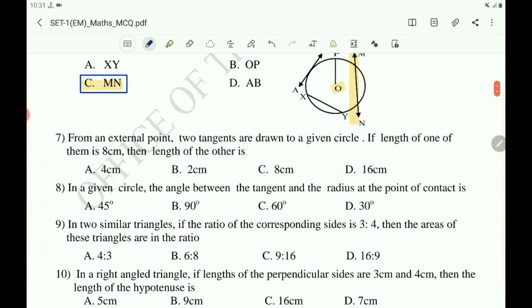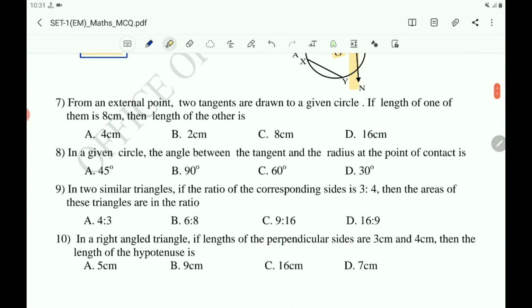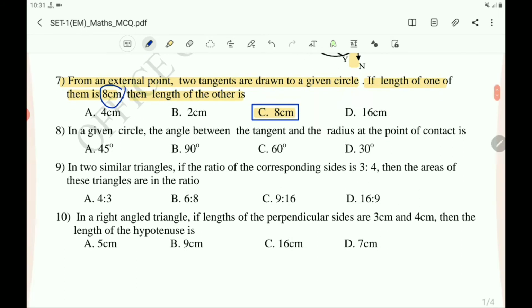Then you take the 7th question. From an external point, two tangents are drawn to a given circle. If the length of one of them is 8 cm, then the length of the other is. Here you know that the tangents from the external point are equal in length. So one tangent is 8 cm, then the other must be 8 cm. Option C is the answer.